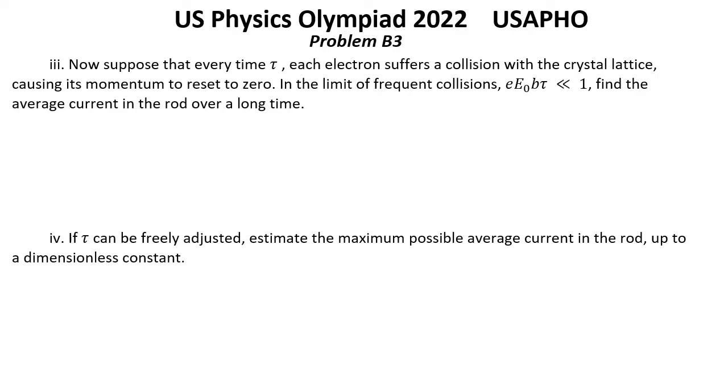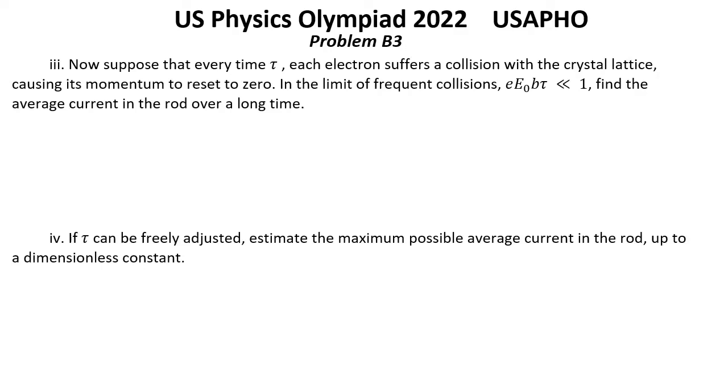Third, now suppose that every time tau, each electron suffers a collision with the crystal lattice, causing its momentum to reset to 0. In the limit of frequent collisions, e multiplied by E0 b tau much less than 1. Find the average current in the rod over a long time.